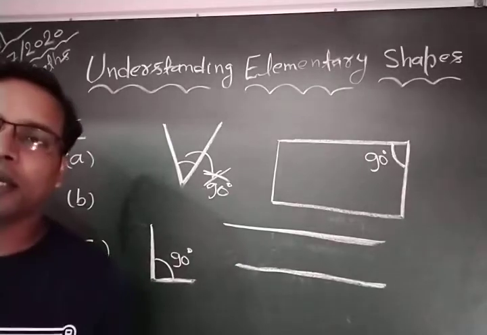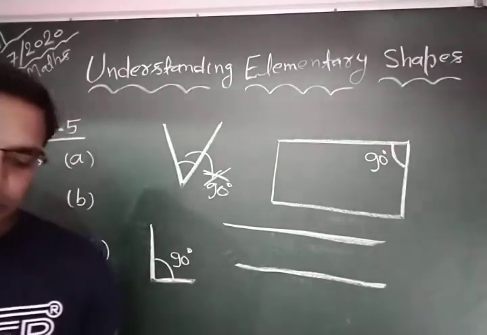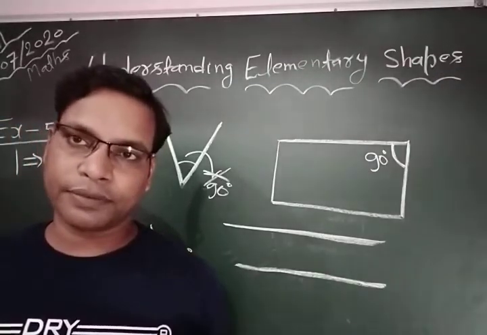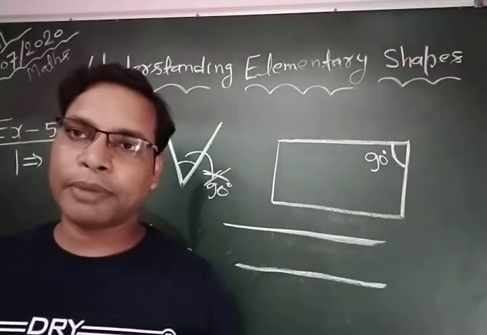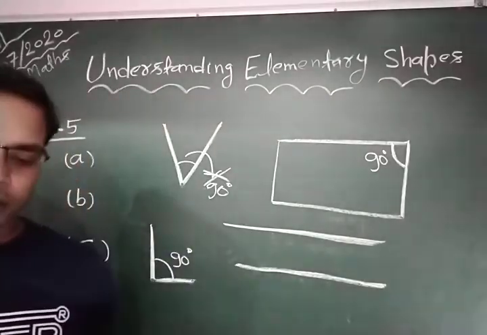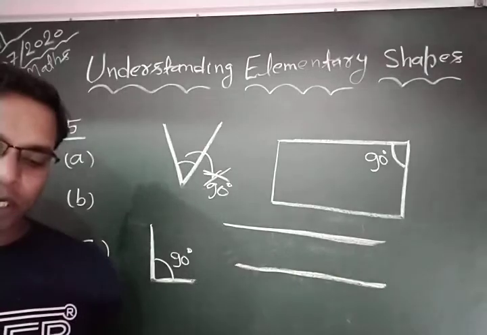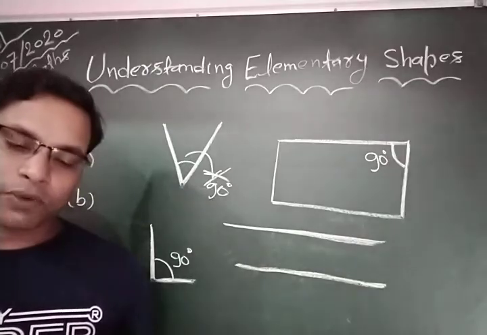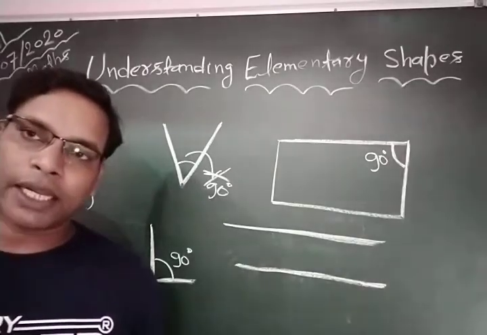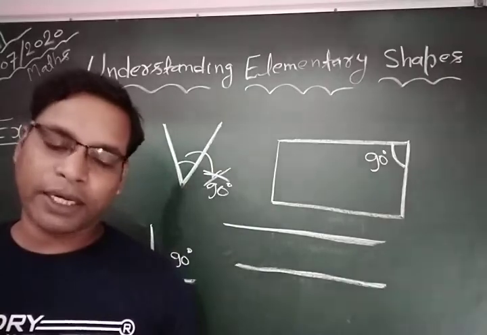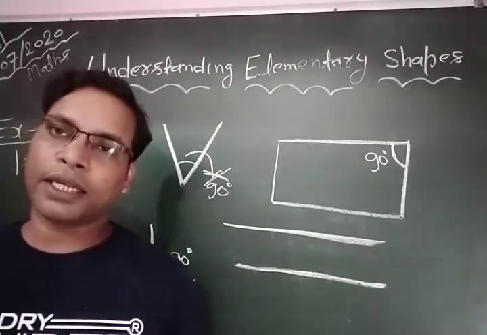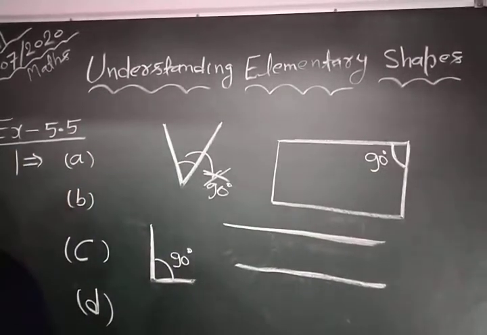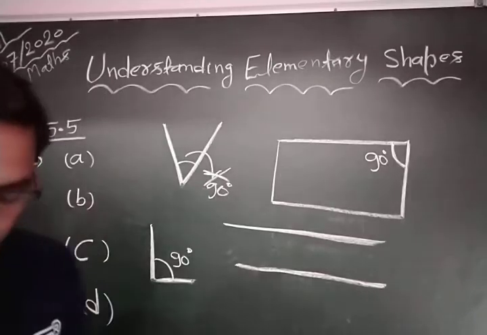Now, second question. Let PQ be perpendicular to the line segment XY. Let PQ and XY intersect at a point A. Okay, line segment PQ and line segment XY intersect at point A. So what is the measure of angle PAY? This is question number 2 of exercise 5.5.